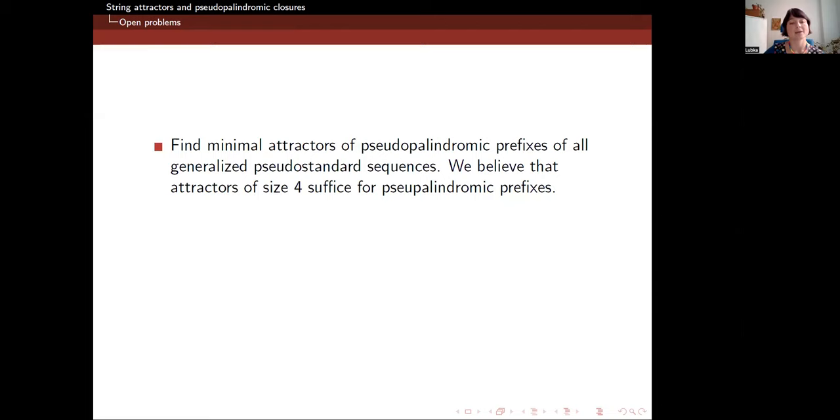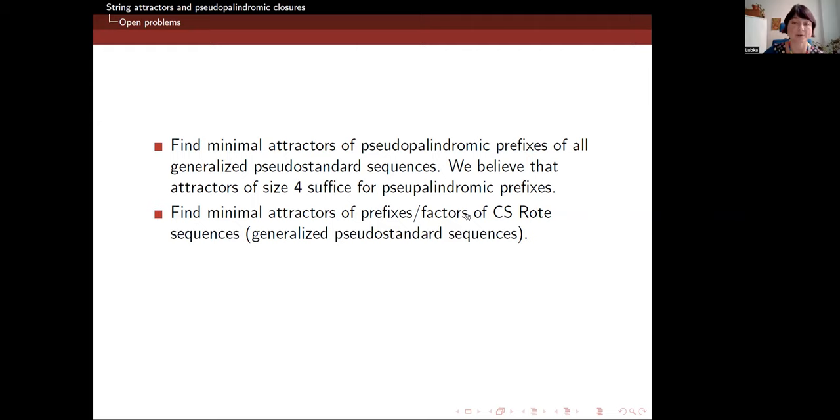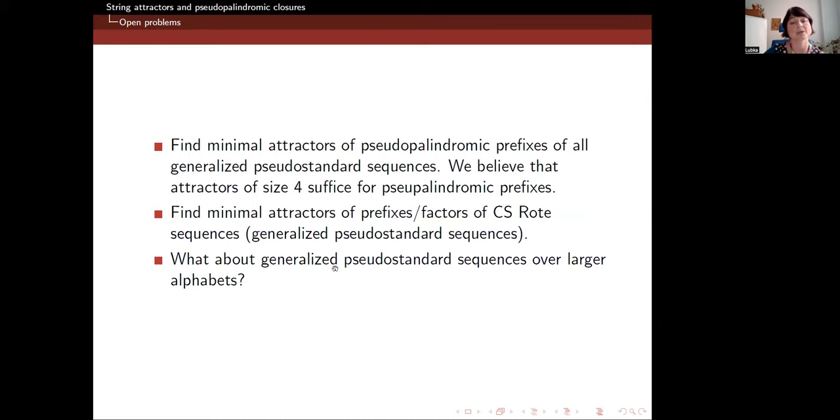And now to summarize which problems remain open, it is the problem to find minimal attractors of pseudopalindromic prefixes of all generalized pseudo-standard sequences, because we did it only for rote sequences. We believe that in general, attractors of size 4 are sufficient for pseudopalindromic prefixes. Then another open problem is to find minimal attractors of prefixes or factors of complementary symmetric rote sequences, because we did it only for pseudopalindromic prefixes. And the last open problem, what about generalized pseudo-standard sequences over larger alphabets, when you use antimorphisms over larger alphabets, and you do again the pseudopalindromic closures. Okay, thank you for your attention.